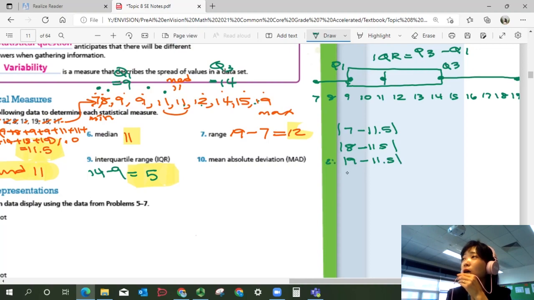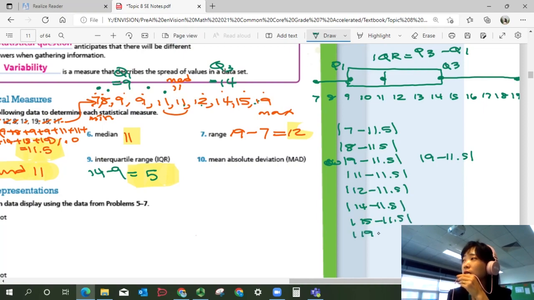There are 2 of these. And then you have 11 minus 11.5. Let's just write this again. Okay, and then 11 minus my 11.5, 12 minus 11.5, 14 minus 11.5, 15 minus 11.5, 19 minus 11.5. Okay, and then 11 is also repeated. You can't just discount the repeated numbers. They also follow into your mean.